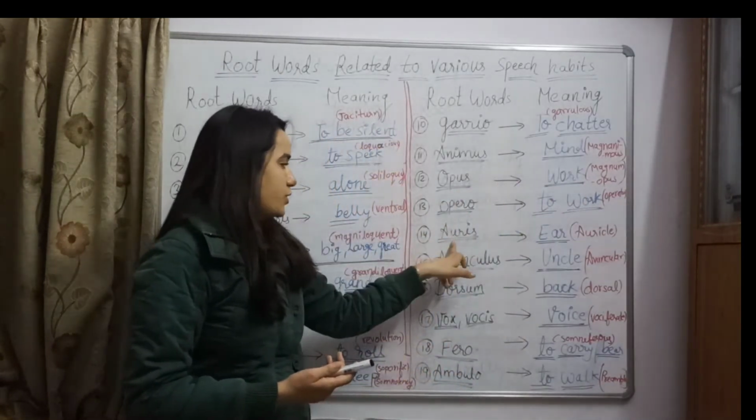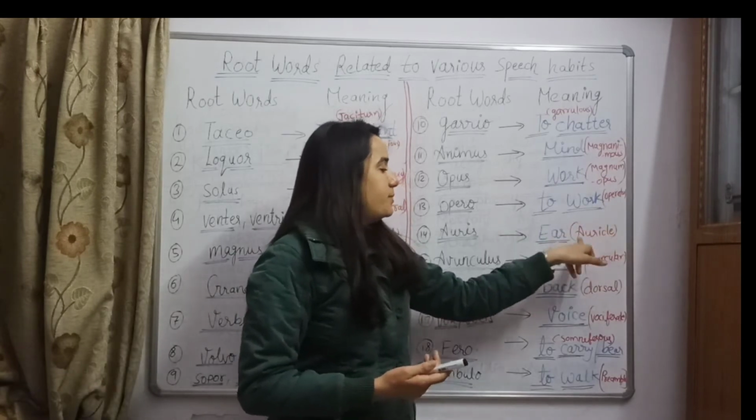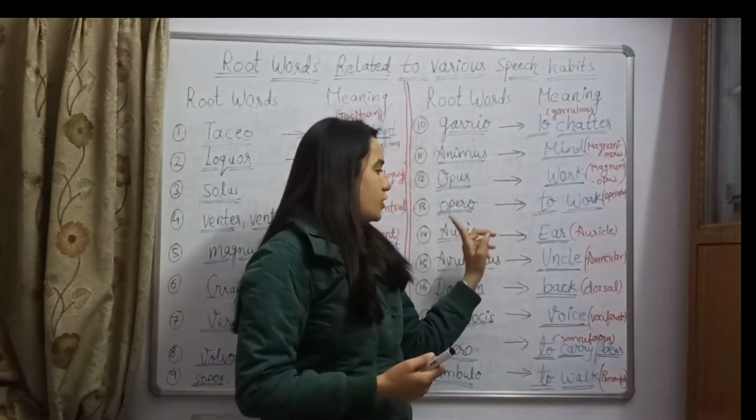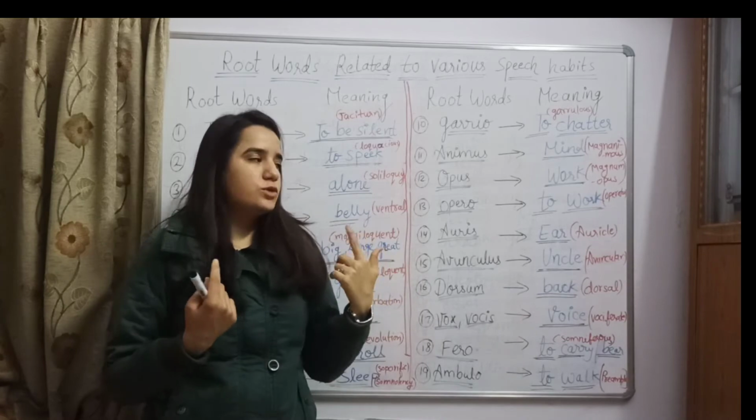Now 14 is oris. Oris stands for ear, and the vocab is auricle. Auricle meaning is the same, ear. कान के लिए oris जो है लैटिन वर्ड में बोला जाता है. Auricle is the vocab related to ear.